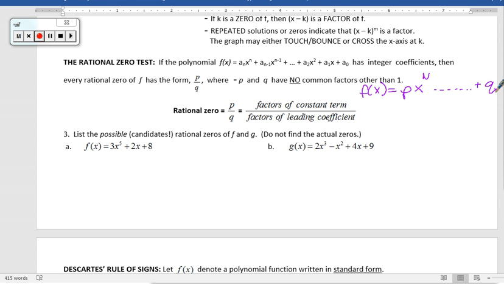Now we have graphing calculators. We're able to see where they pass through the x-axis, but if you didn't have that ability, it would help you to narrow down which to choose. So I'm just going to list here the possible candidates. We're not going to do anything with them. We're just listing off what the possible candidates are.